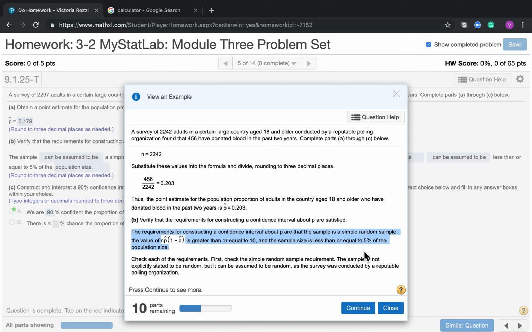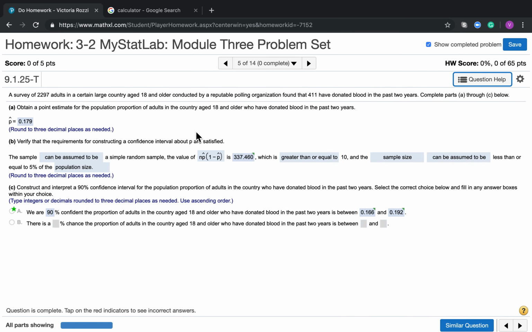Okay, so let's take a look at what we have here. The first thing is that we need to have a simple random sample. Now in our problem, it doesn't say that they took a simple random sample. However, it does say that it was conducted by a reputable polling organization.